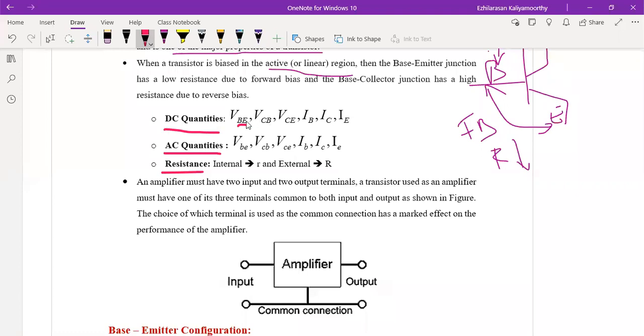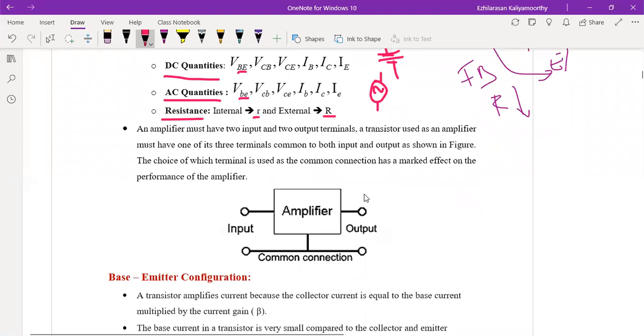In the same way, what are the AC quantities? Here, instead of uppercase, we show them in lowercase, like vbe. All of these represent the AC quantities, because later when we use these terms, we should know whether they are DC quantities or AC quantities. DC quantities mean we apply a fixed DC voltage, but for AC quantities we apply an AC source. Then, about the resistance: the internal resistance is denoted with a small r, and the external resistance with an uppercase R.